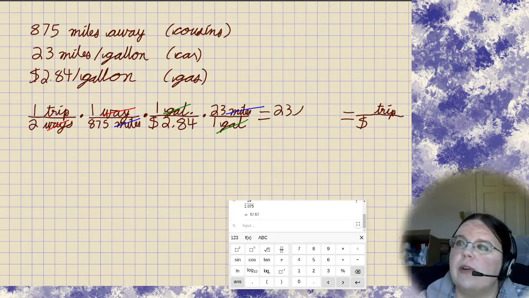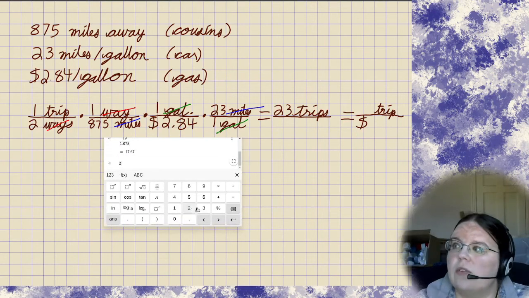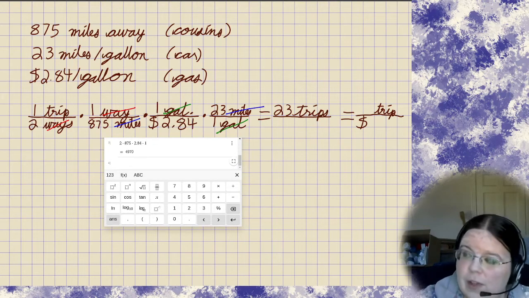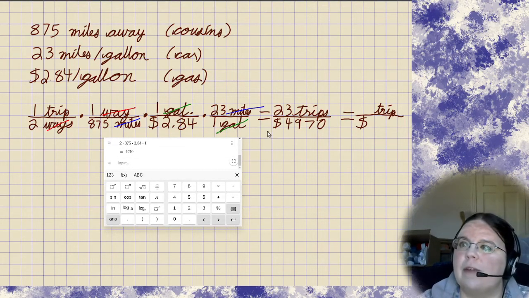So in 23 trips, the gas would cost, and this looks like an excellent calculator problem, 2 times 875 times 2.84 times 1, $4,970. Okay, so if they're going to make this trip 23 times, they'll need $4,970.